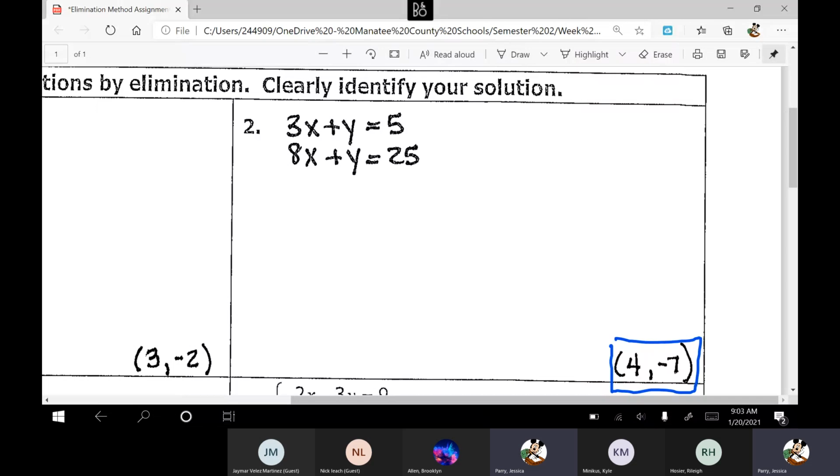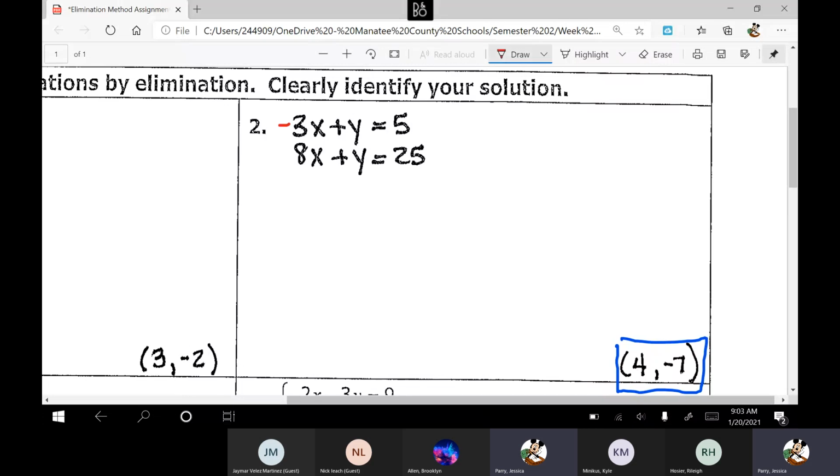So if we're looking at the 3x, it's a positive 3x. The opposite of positive 3x is negative 3x. So I'm just going to put my negative sign in front of the 3x. So now it looks like a negative 3x. And then my next thing is the positive y. The opposite of positive y is negative y. So I have a negative y. So now it says negative 3x plus negative y. And then the last one, my 5. The opposite of positive 5, we have to change this one as well. Opposite of positive 5 is negative 5. So we changed everything to the opposite sign.